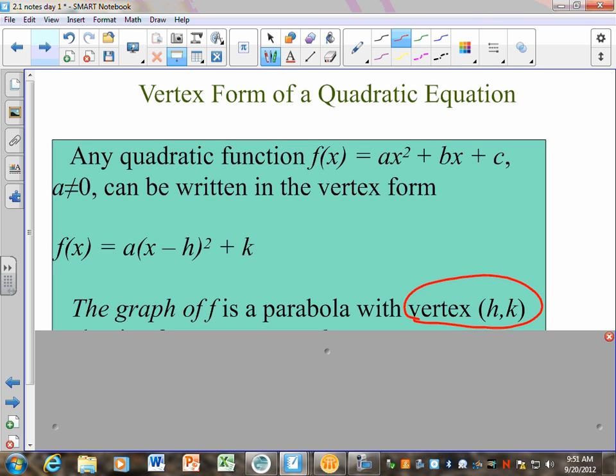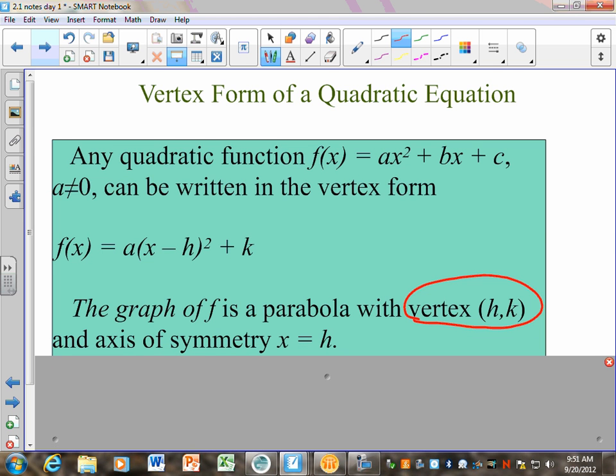When you graph that, if it's in vertex form, the vertex will always be h comma k. So you don't have to do a lot of work to find that starting point. Because if you can find that vertex, you know every other point is going to be the same on either side, so it makes it really easy to graph. In A, if you think back to our transformations, whether A is positive or negative is going to determine whether that parabola opens up or down. Axis of symmetry is at x equals h. That's the line that cuts the parabola in half.